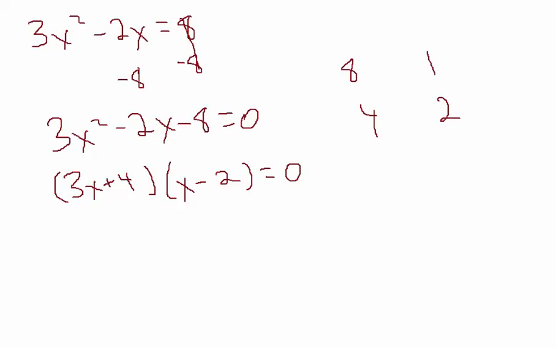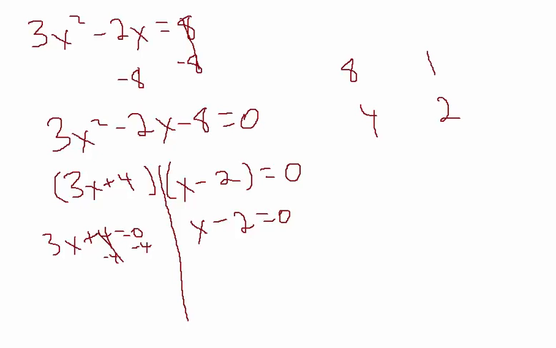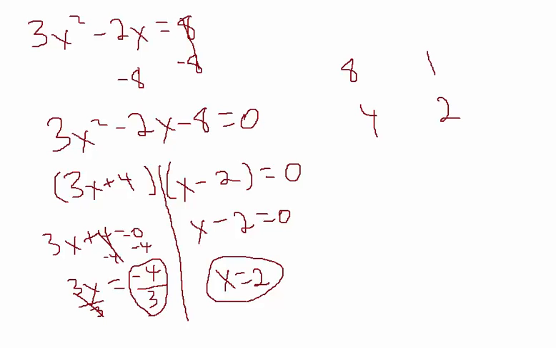Now you've factored into two binomials. Now you can just go ahead and set the two sides equal to 0. 3x plus 4 equals 0, and x minus 2 also equals 0. On this side, you can subtract 4 from each side, just like any other equation. 3x equals negative 4, so divide each side by 3, and x is negative 4/3, or negative 1 1/3. On this side, just add 2 to each side, and you have x equals 2. So your two answers are negative 4/3 and 2.